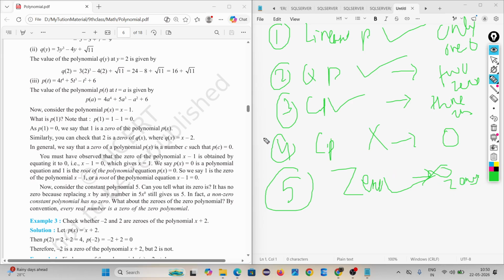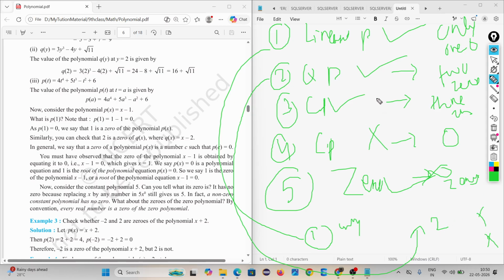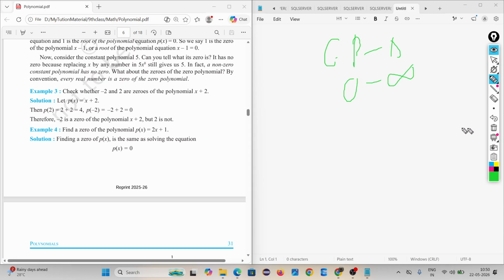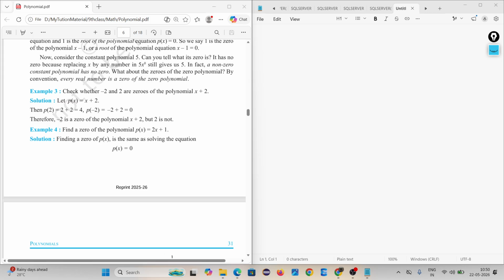That means whenever you are finding the zero of a linear polynomial, 100% you will get only one value. When you are finding the zeros of a quadratic polynomial, 100% you will get 2 x values. By putting these 2 x values, your equation becomes 0. Then look, I'm taking one example. The most important thing is a constant polynomial doesn't have a zero, and the zero polynomial has infinite zeros. Check whether minus 2 and 2 are the zeros of the polynomial x plus 2. Tell me, x plus 2 is which type of polynomial?